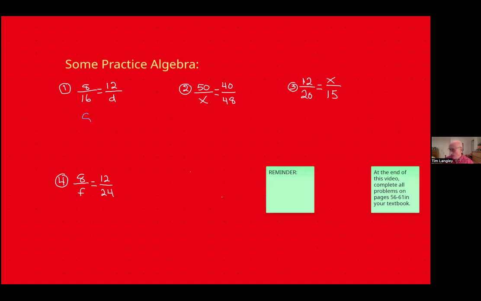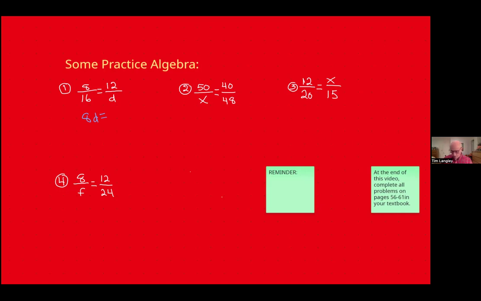equals. And if you take your calculator, which I'm going to do right now, turn it on first, clear. 16 times 12.